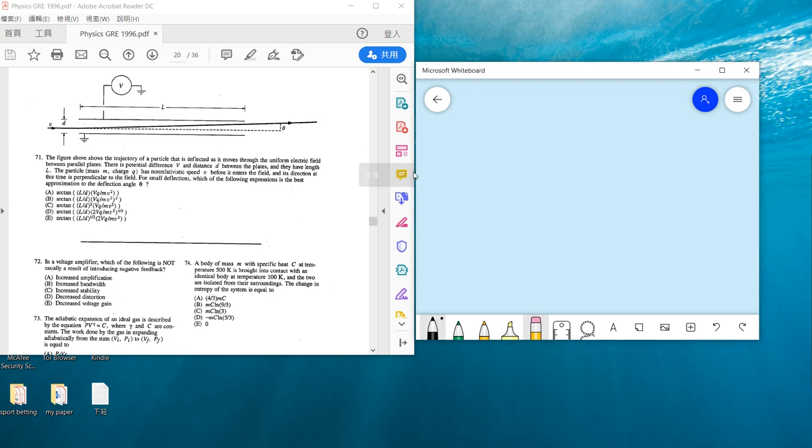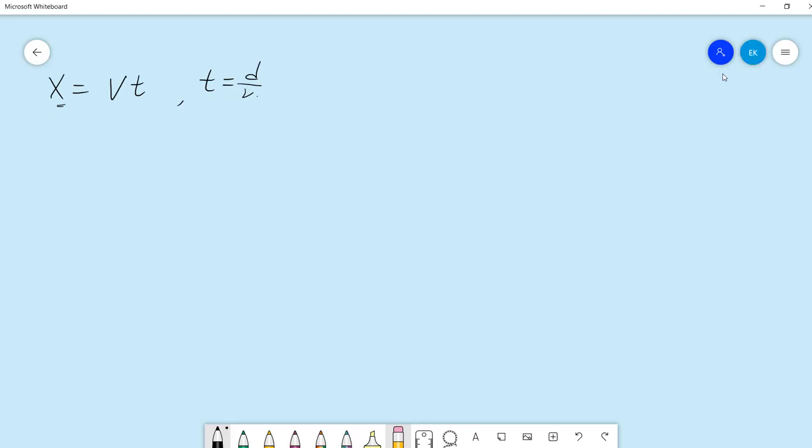Okay, so 71, basically you have a particle and there's an electric field. Then y starts to increase, and x also; x is the velocity v. So basically in the x direction you have just vt, and the t is just d over v, right? Okay, so this is the x equation of motion.